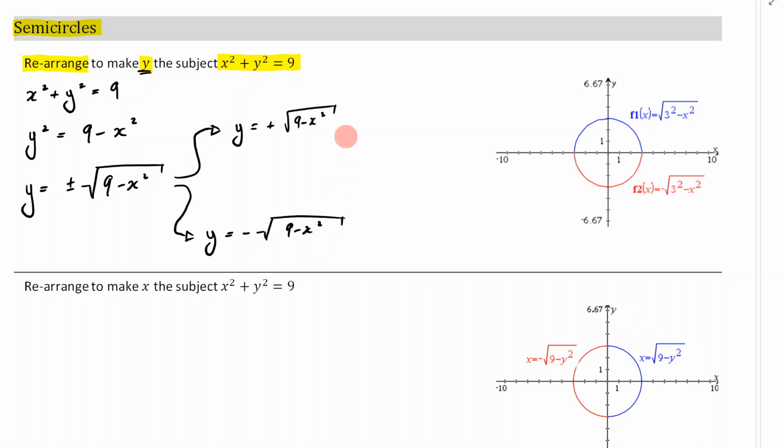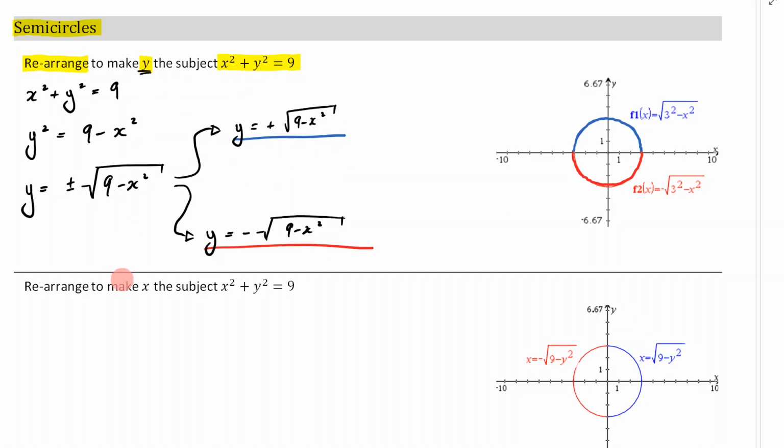Now this is where semicircles are going to come into play. When you have y is equal to positive a square root, that corresponds to the top half of the circle. So there is our semicircle right there. When we have y is equal to negative the square root, that's when we have the bottom half of our circle. This is where semicircles come from. Now, this is when we rearrange to make y the subject.